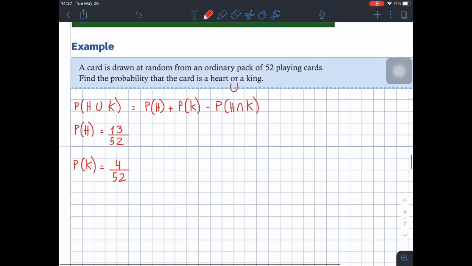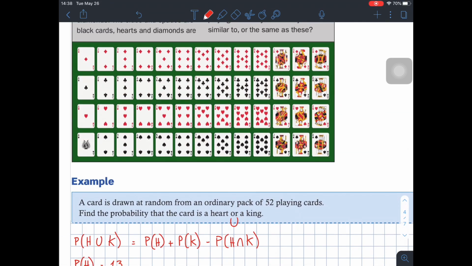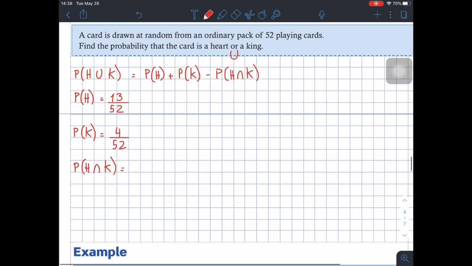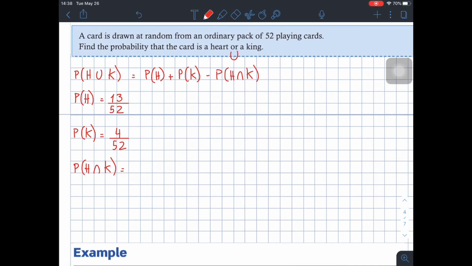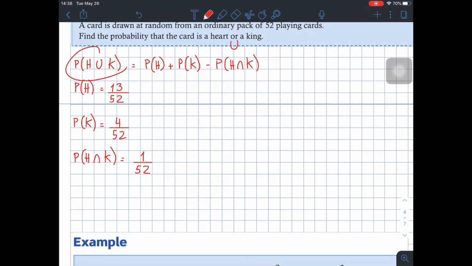And we can find the probability of heart and king. We know that in a deck of 52 cards, there is only one king of hearts, which is this one over here. There's only one. So the probability of obtaining both a king that is a heart, or a heart and a king, is 1 out of 52. There's only one possibility in the deck of cards. So once we know these 3 pieces of information, we can find the union. What is the probability of heart or king?